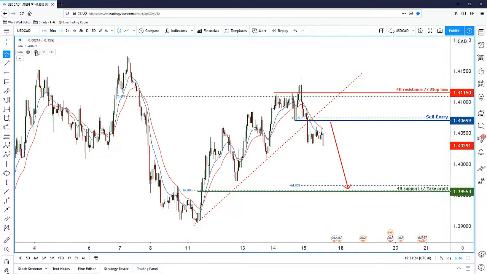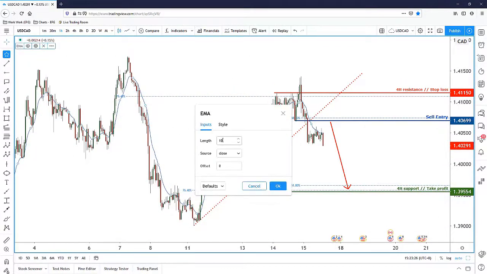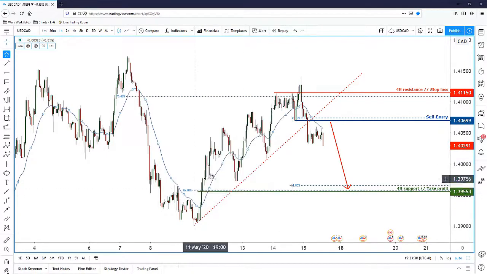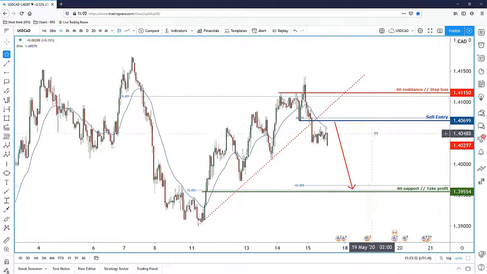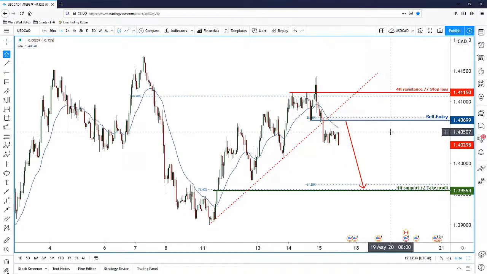indicators. We can see that if I were to use a moving average, let's say 21, price is actually holding below the moving average as well. Okay, so this is the trade of the day. The dollar CAD, we're actually bearish on it.